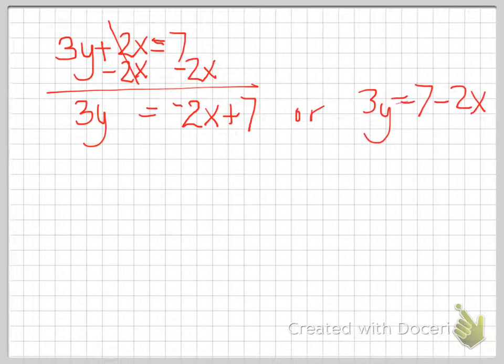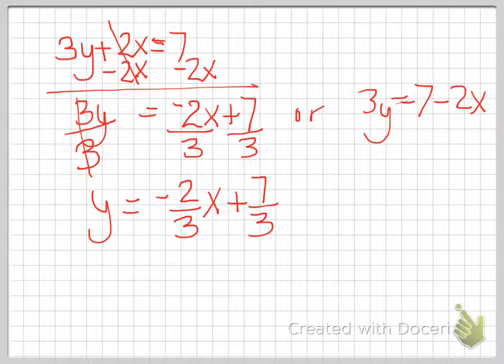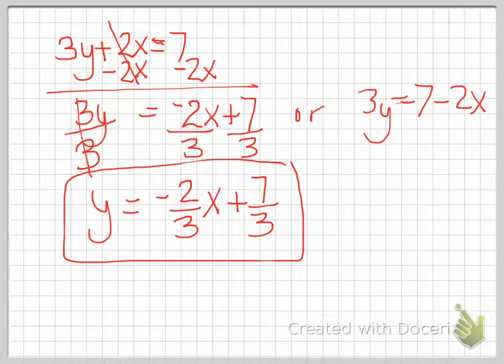You do either one. So now I'm going to divide by 3. And if I do that, I have to divide both of these by 3. They will test that out on the final to see that you understand that. So y equals negative 2/3 x, or you can leave the x up there if you want to, plus 7/3. So this would be my equation solved for y.